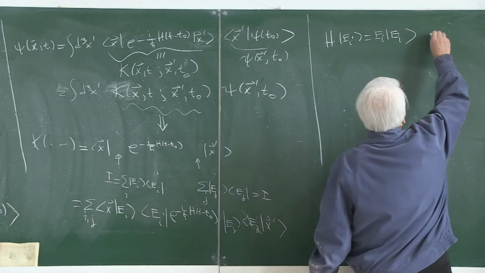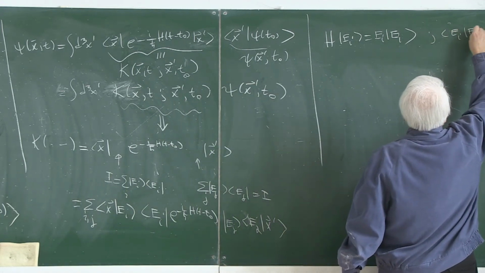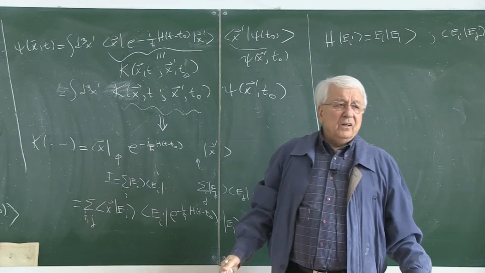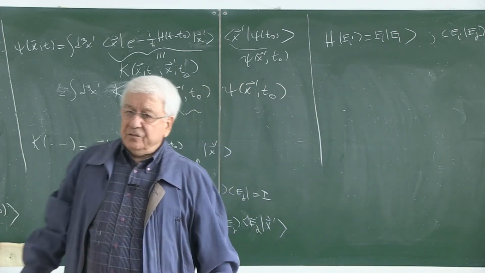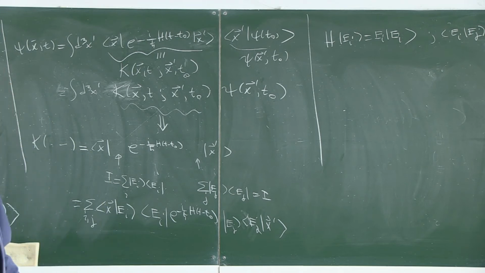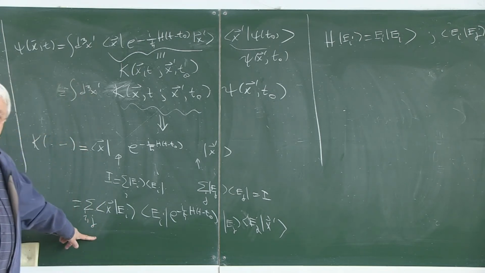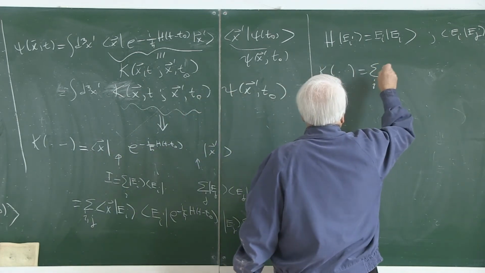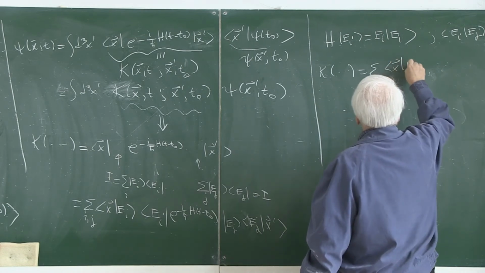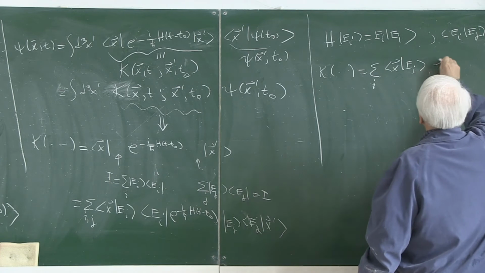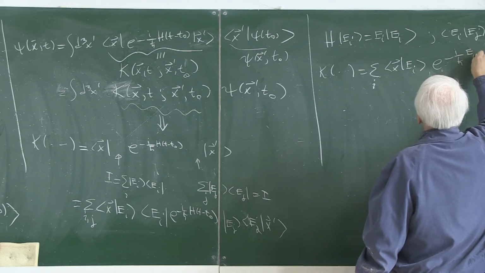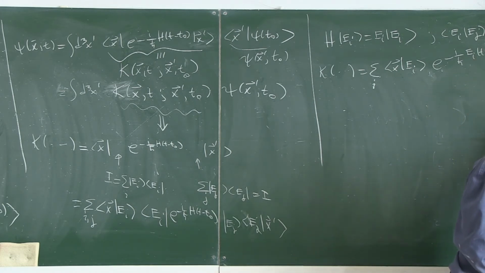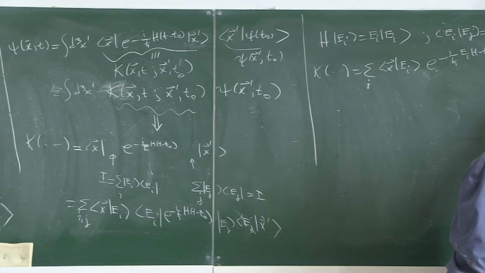as is the case for all the eigenvectors of Hermitian operators. I assume, without losing any generality, for the sake of elegance in notation, a discrete spectrum; I could have used the continuous spectrum without any problem. Then I carry out one of the summations. Then I get the sum over i of <x|E_i> e^{-(i/ħ)E_i(t-t0)} <E_i|x'>.